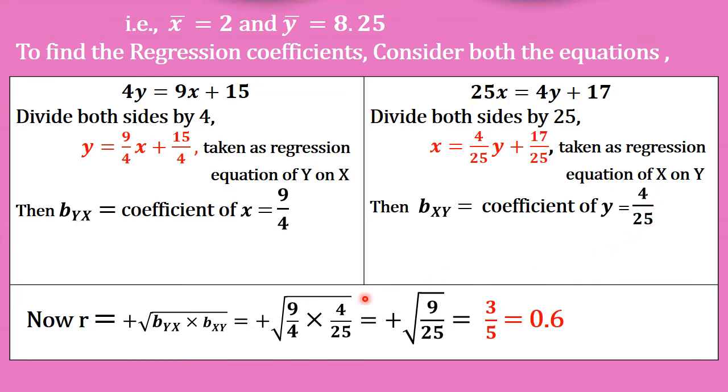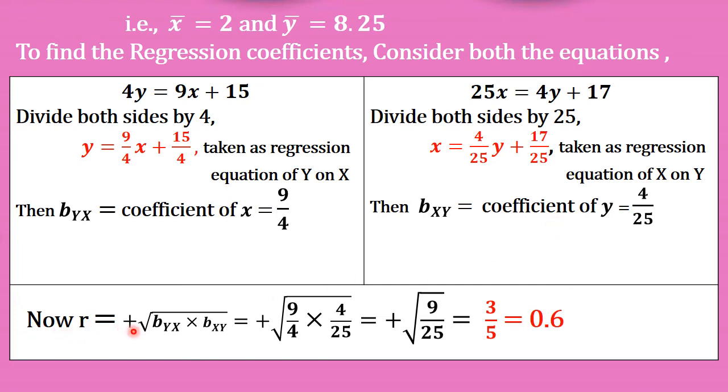Now we will calculate the correlation coefficient r is equal to the positive square root of byx into bxy. We know when you find the square root, we will get both positive and negative values. But here both the regression coefficients are positive, so the correlation coefficient is also positive.